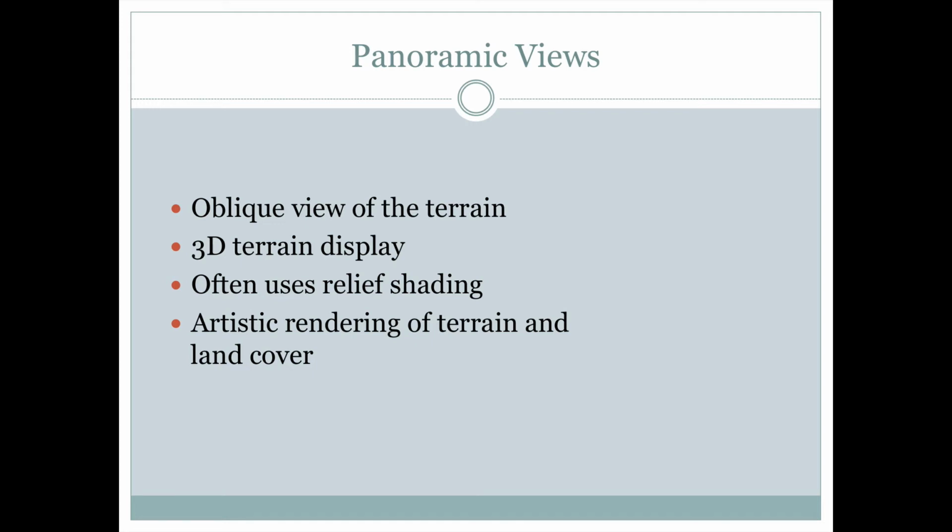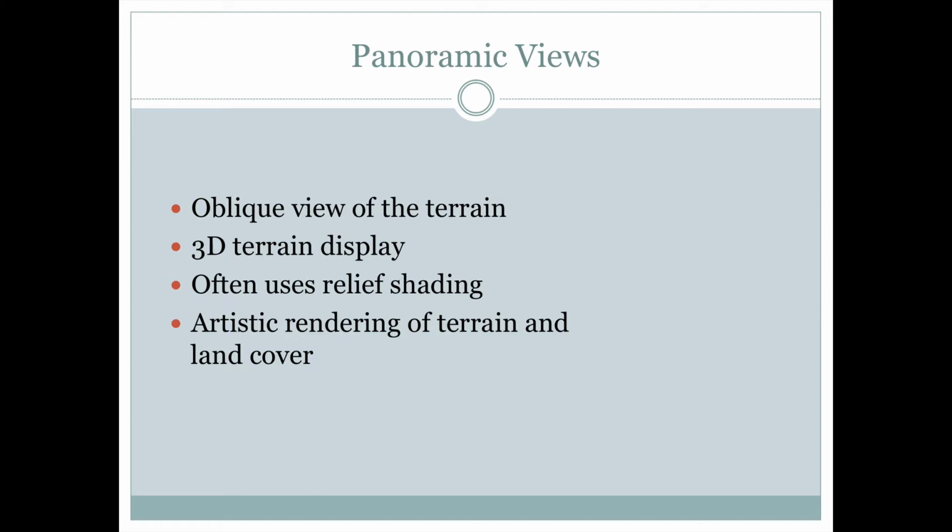There's a couple examples of types of 3D maps that are commonly shown and interesting. One is a panoramic view, and the other one would be a block diagram. With panoramic views, it's an oblique view of the terrain, so we're not looking at it from directly overhead like a traditional map, but we're also not looking at it from the side.